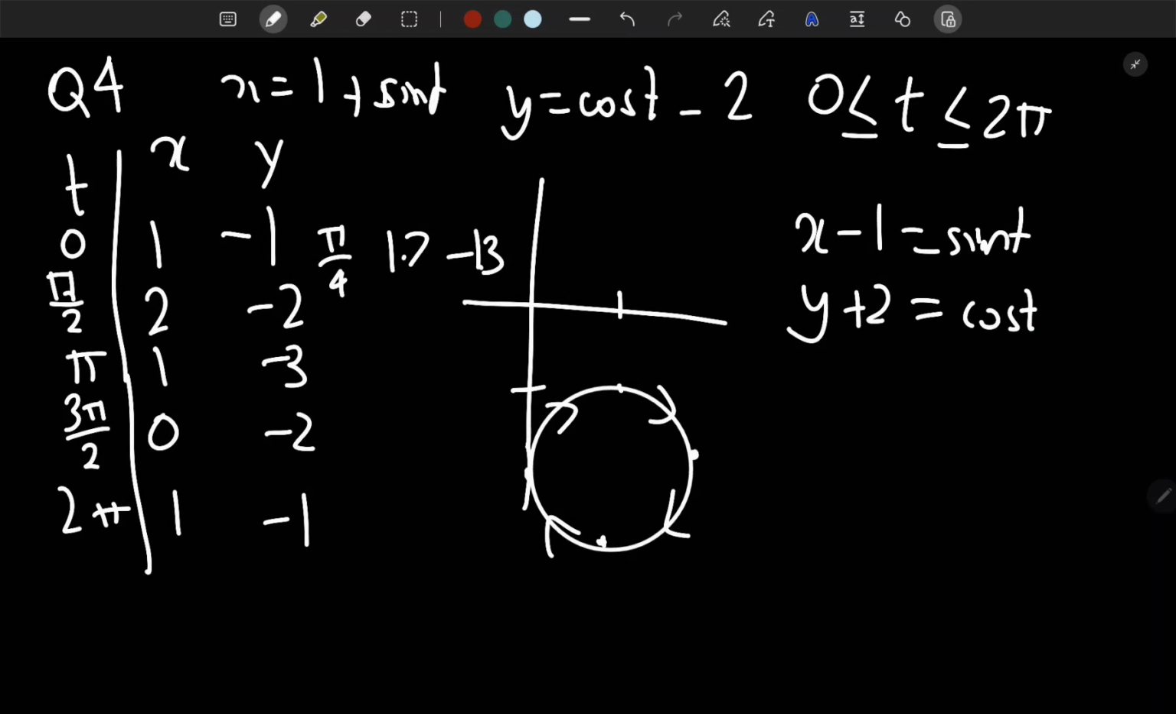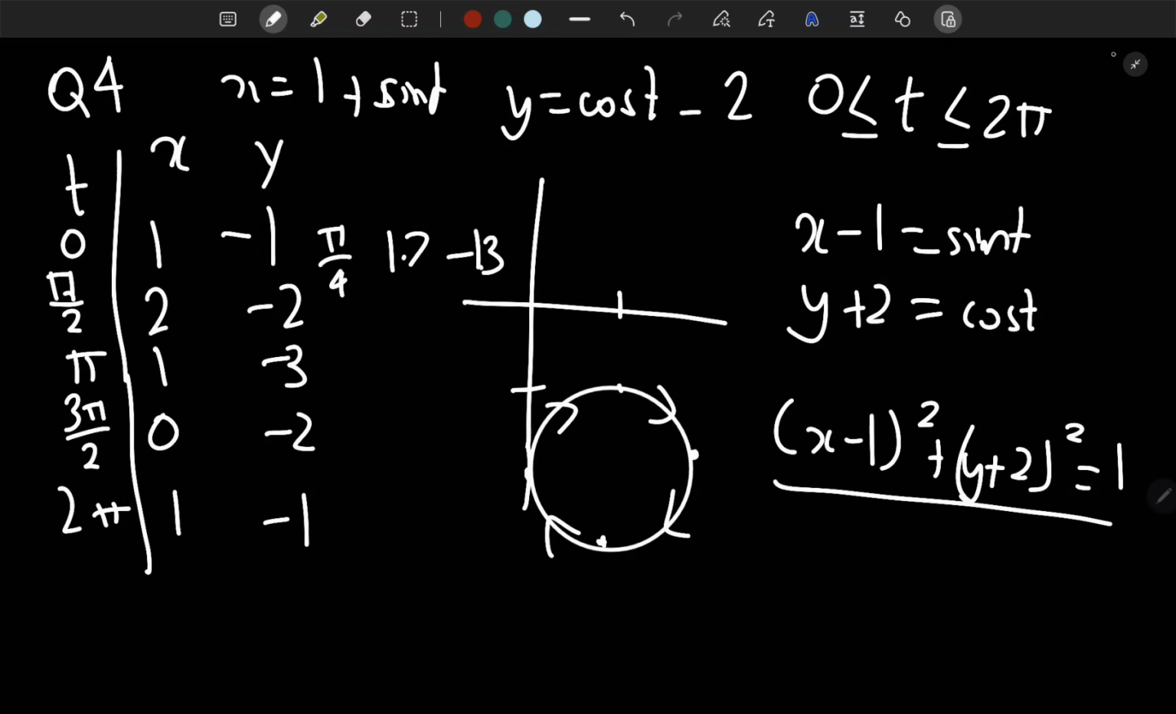And now again, if we apply that same formula, sine squared plus cosine squared is equal to 1, we are going to be left with (x minus 1) squared plus (y plus 2) squared is equal to 1, and this is the final answer.